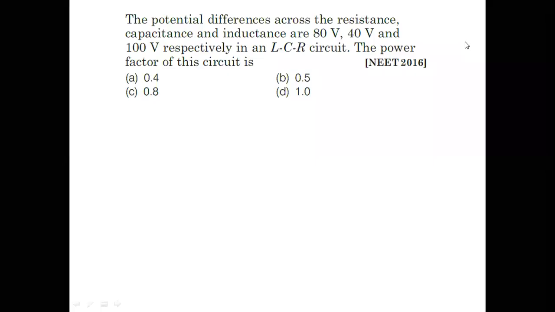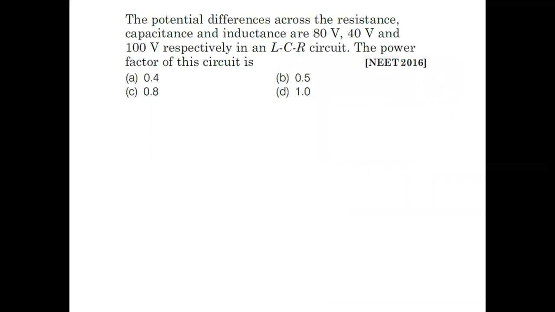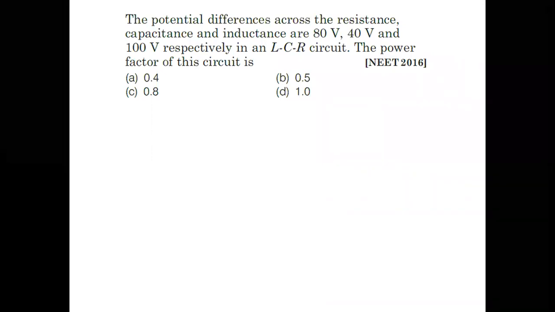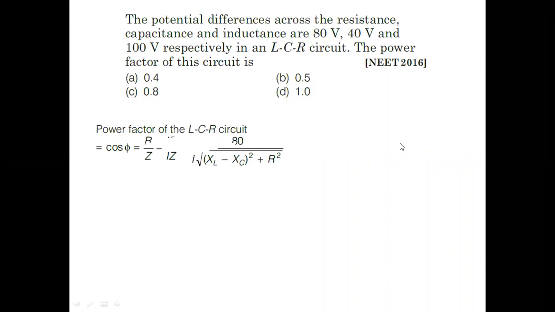Meaningful. Let me have it again. Such questions appear. It is related to our voltage related concept. The potential differences across the resistance, capacitance and inductance are 80, 40 and 100. Means voltage across resistance 80, voltage across capacitance 40, voltage across, of course, inductance 100. You need to write it as V_R, V_C, V_L equal to 80, 40, 100 respectively. Find the power factor of this circuit. What is power factor? We discussed cos phi equal to R by Z. You need to find what Z is. Look at this meaningful question, and finally we will have a simple analysis.